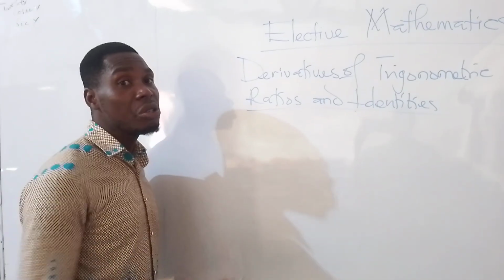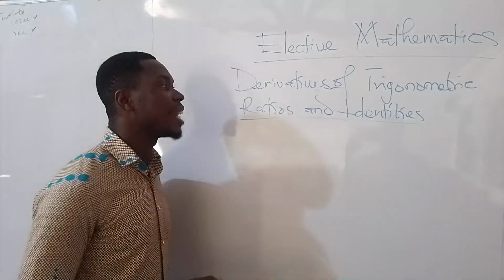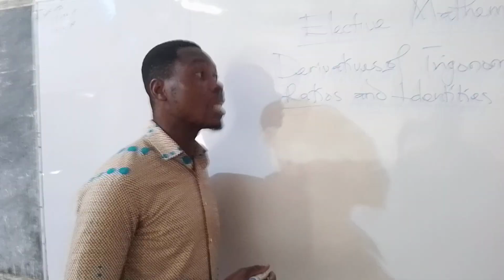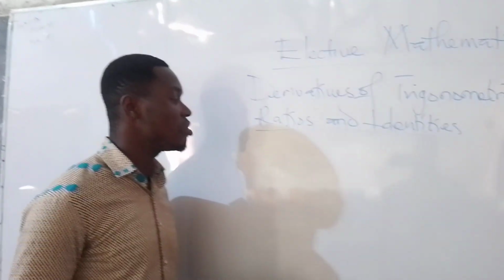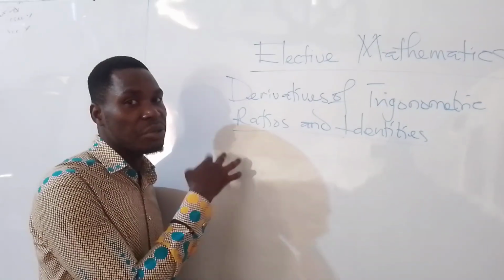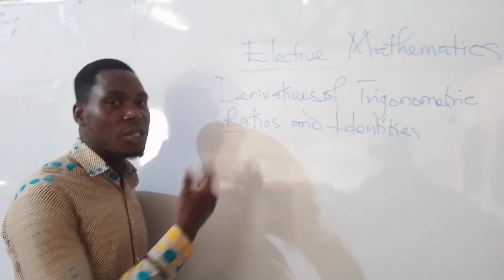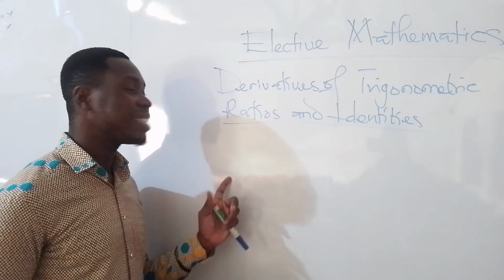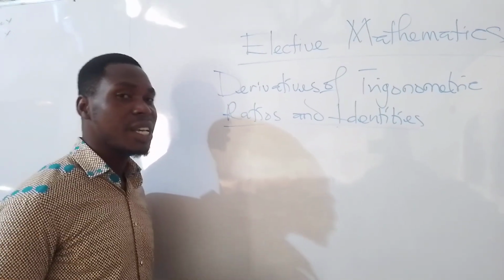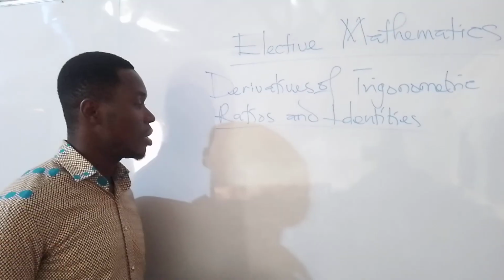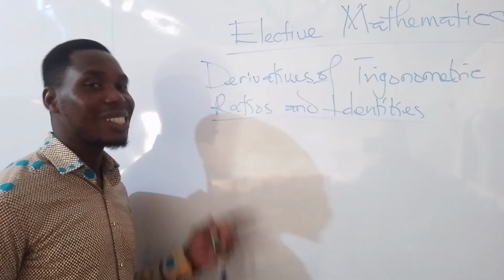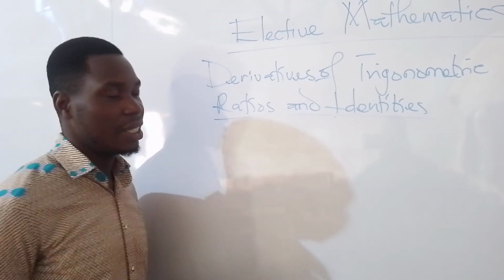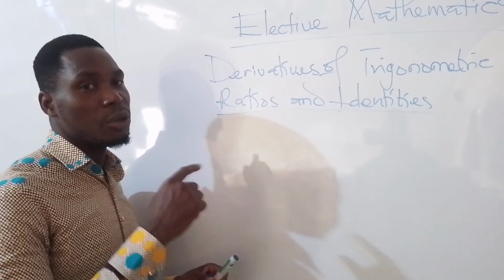Today we still want to continue from where we stopped. We started looking at the derivatives of the trigonometric ratios and identities. On the previous days we've been able to unravel the mystery of the derivative of sine, which we know is cos, and the derivative of cos, which we know is negative sine. Then we have tan, whose derivative is sec squared x. Then we look at cot, which we know is negative cosec squared x.